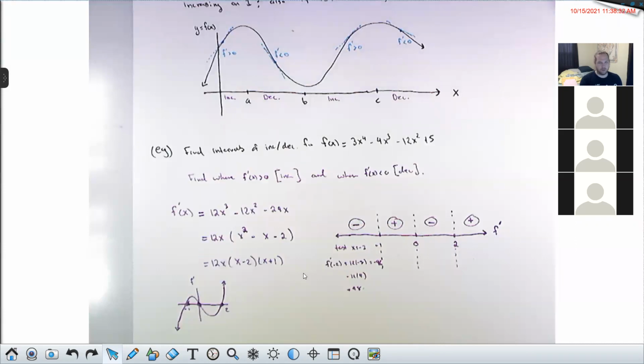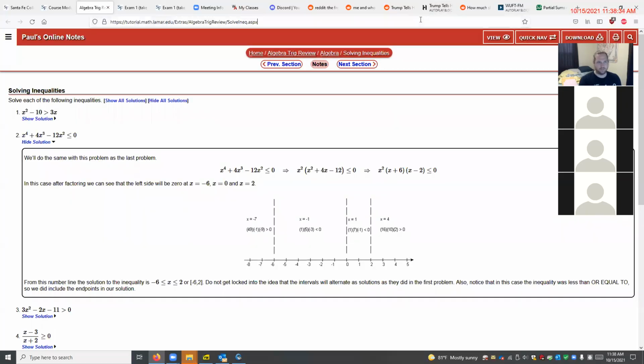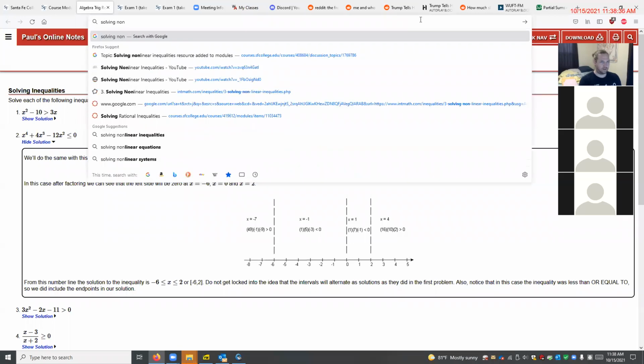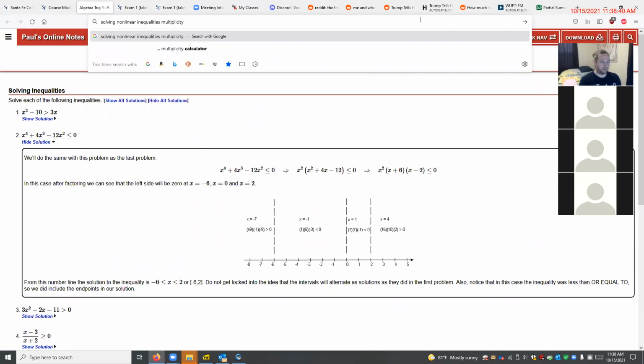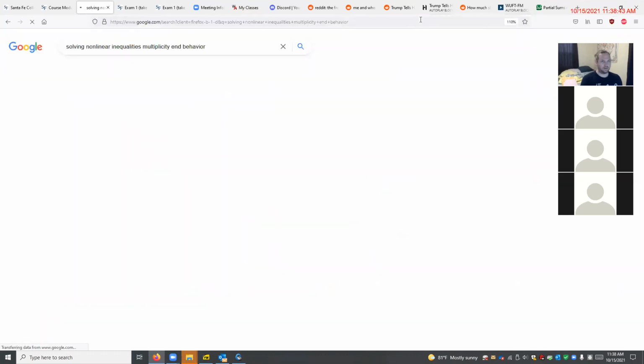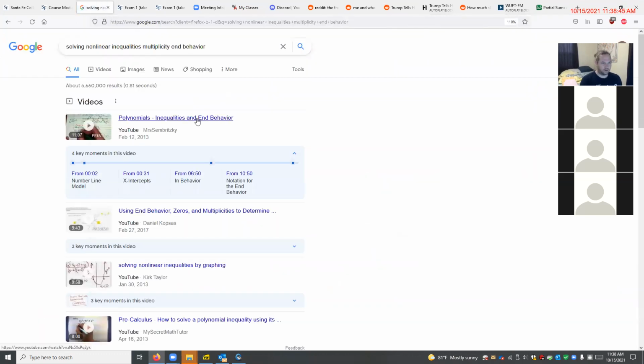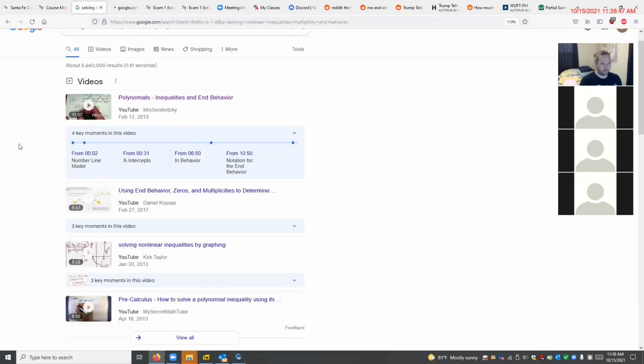But this trick of using multiplicities is nice. So we've got inequalities and end behavior. That looks pretty good.